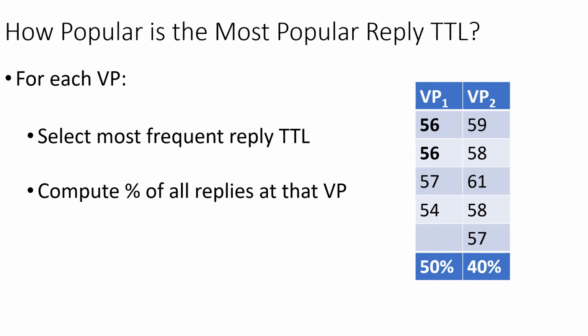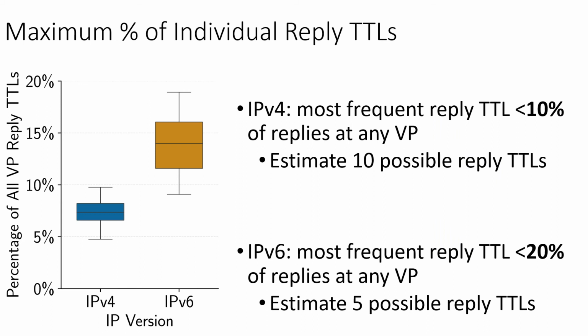So let's say I have the two vantage points with the reply TTL seen on the left. And it's fine that they have different numbers of replies because an address might not respond to every vantage point. For the first vantage point, 56 is the most common reply TTL. Since it accounts for 2 of the 4 values seen at VP1, the most frequent reply TTL accounts for 50% of the replies at that vantage point. Similarly for VP2, 58 is the most frequent reply, and it accounts for 40% of the replies seen at VP2. So that analysis is what I'm showing in the graph on the left.